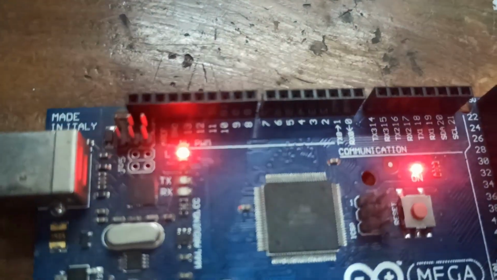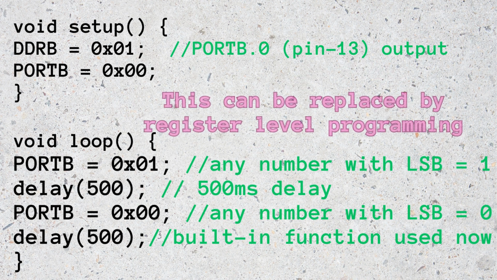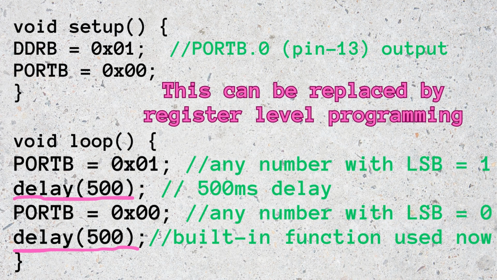The register level sketch is shown where DDRB and PORTB are used. The delay function can obviously be replaced by register level programming, but presently we are using it to simplify our job. A separate video will be published later to develop code for replacing delay.